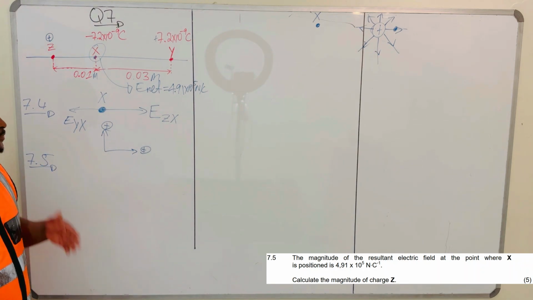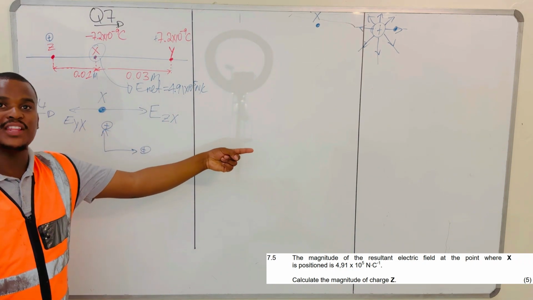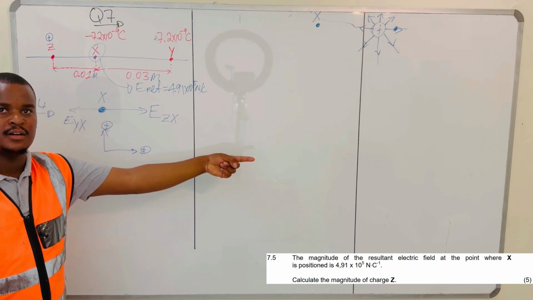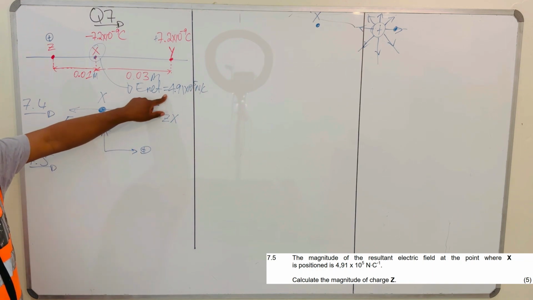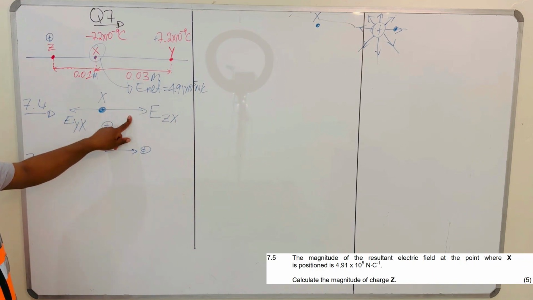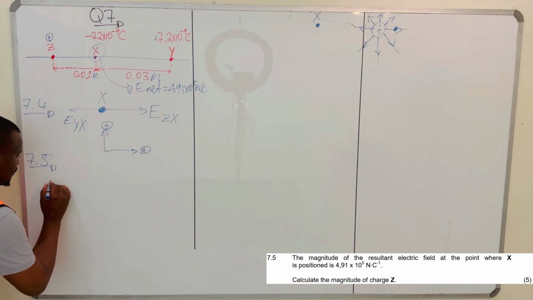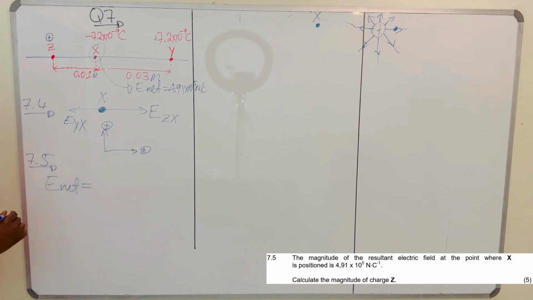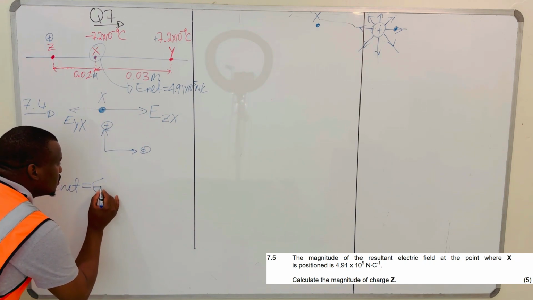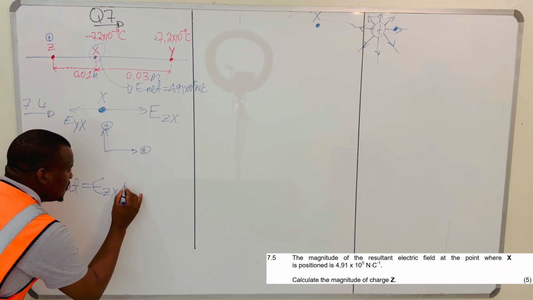So what I will do is take my net electric field to go to the right, so it will be positive. So I'll make my electric field positive, and this one will be positive, and this one will be negative. So I know that my E net is equal to, how will I find it? I will say the electric field of Z on X plus.